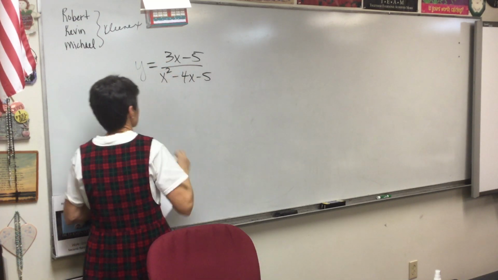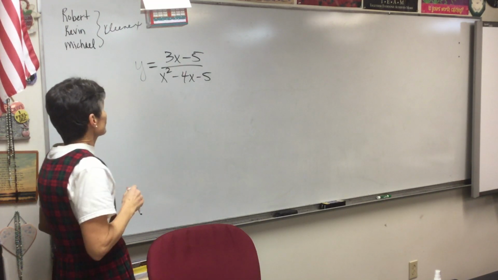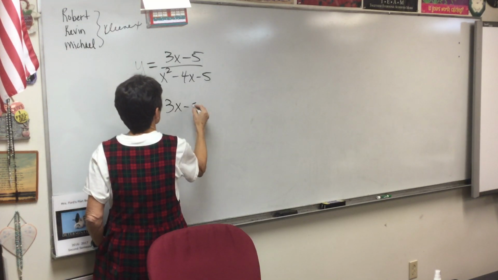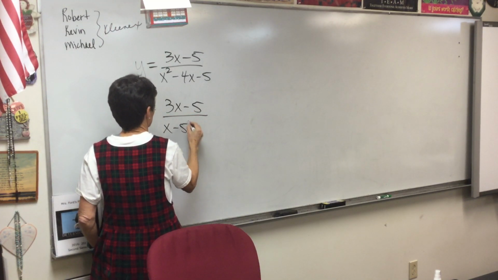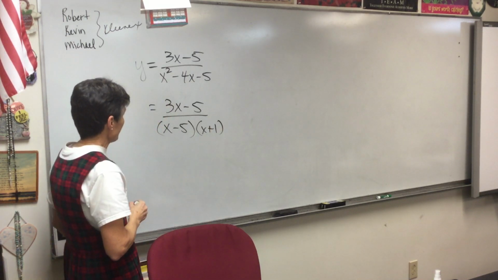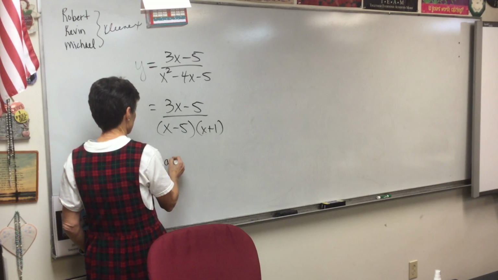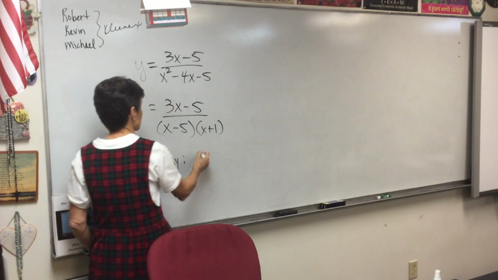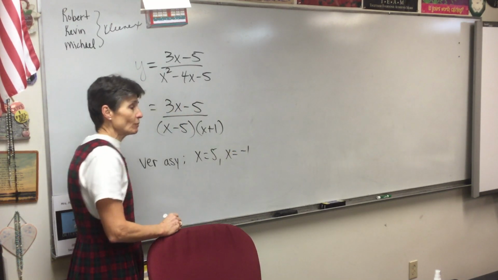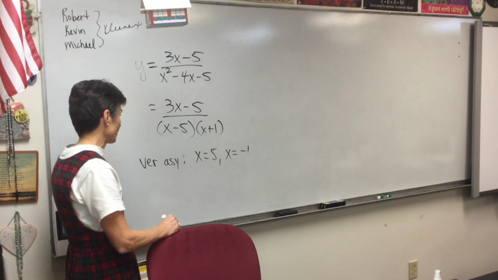Some of us actually just did a problem like this today. Some of us did one yesterday. We're going to factor our denominator. Okay, so I carefully factor my denominator, and that tells me that I have vertical asymptotes at x equals 5 and x equals -1. So my vertical asymptotes come from the denominator.